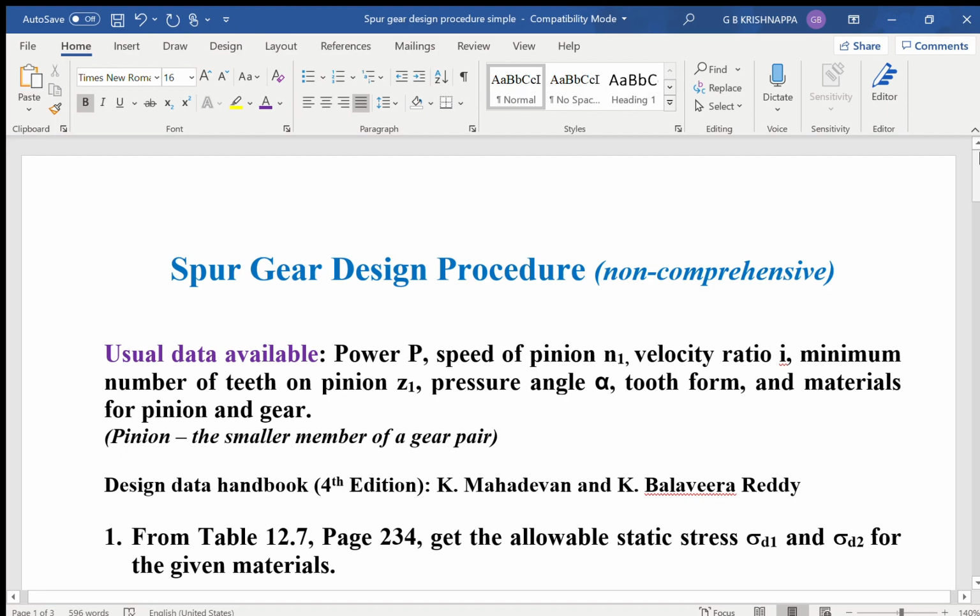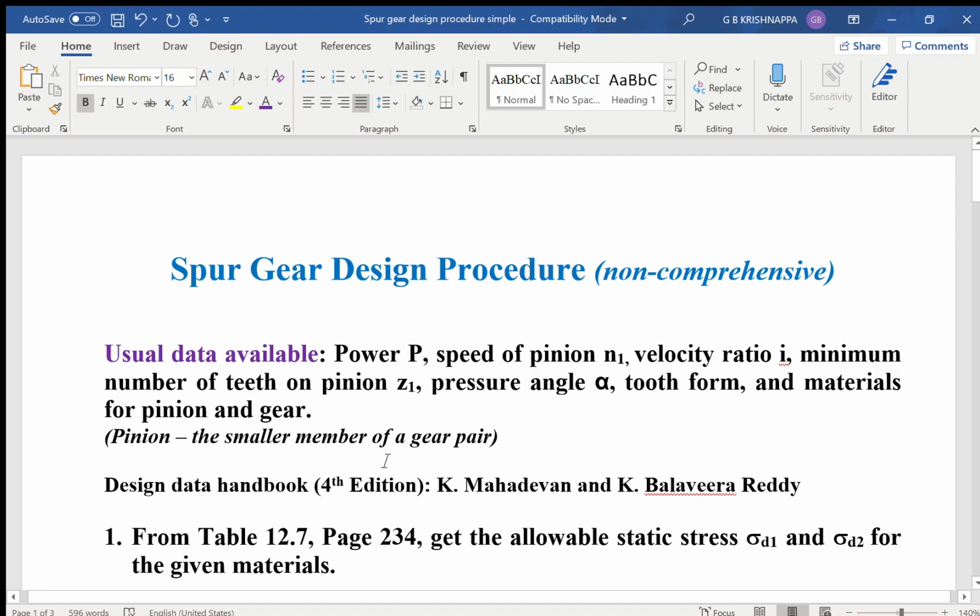Welcome to a non-comprehensive spur gear design procedure. Usual data available: power P, speed of pinion N1, velocity ratio i, minimum number of teeth on pinion Z1, pressure angle alpha, tooth form, and materials for pinion and gear. As you know, the pinion is the smaller member of a gear pair.